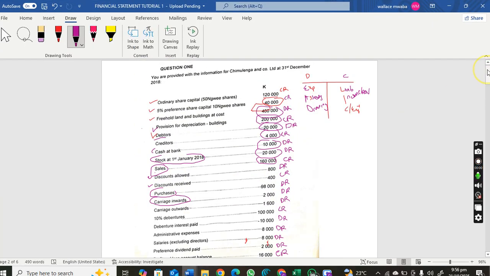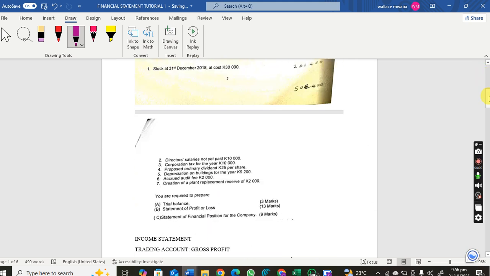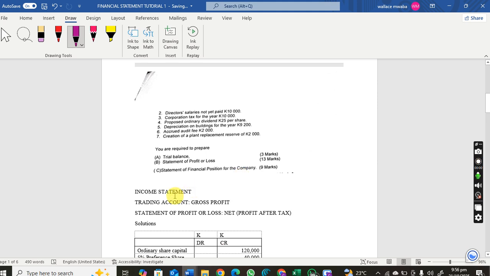Okay, so we're still dealing with this question for Chimulenga company. We've made the trial balance. Now we're going on the second part to make the income statement. The income statement comprises the trading account. The main purpose is to get the gross profit and the statement of profit or loss. The purpose is just to get your net profit or your profit after tax.